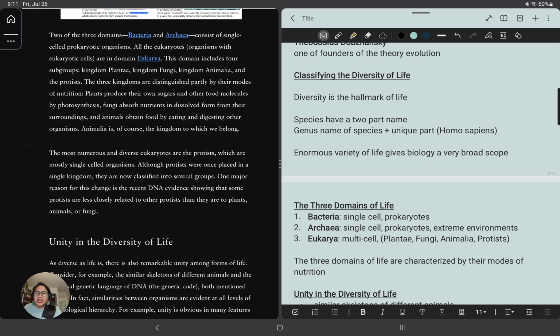Two of the three domains, bacteria and archaea, consist of single-cell prokaryotic organisms. All the eukaryotes, organisms with eukaryotic cells, are in domain Eukarya. This domain includes four subgroups: kingdom Plantae, kingdom Fungi, kingdom Animalia, and the protists. The three kingdoms are distinguished partly by their modes of nutrition. Plants produce their own sugars and other food molecules by photosynthesis. Fungi absorb nutrients in dissolved form from their surroundings, and animals obtain food by eating and digesting other organisms. Animalia is, of course, the kingdom to which we belong.